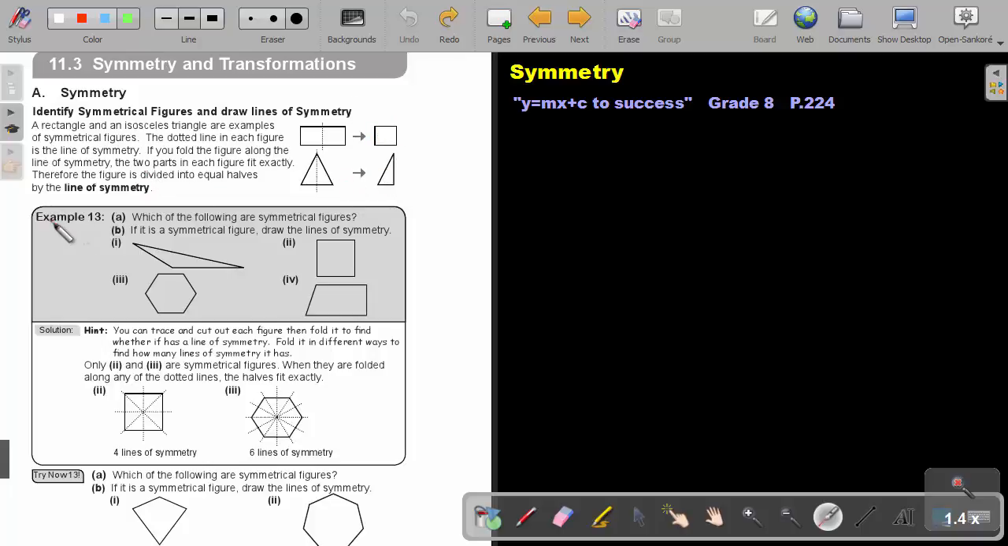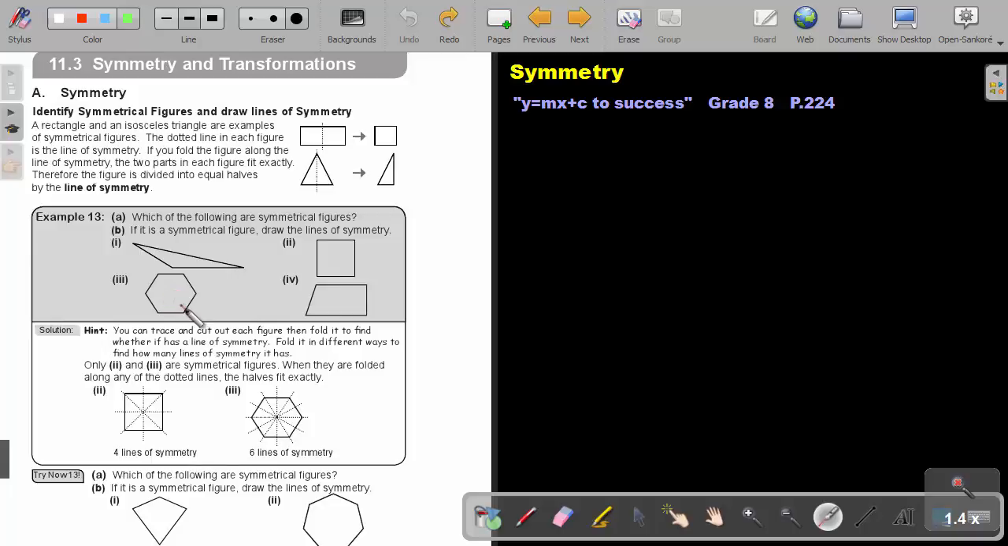Okay, now let's look at example 13. Which of the following are symmetrical figures? If it's a symmetrical figure, draw the lines of symmetry. Now, this is not an isosceles triangle, so it cannot fold. So this is not a symmetrical figure. This is a square, it's a symmetrical figure. This is a hexagon, it's a symmetrical figure. And this, because this side is not as long as that side, it's not. So these are the only two symmetrical figures.